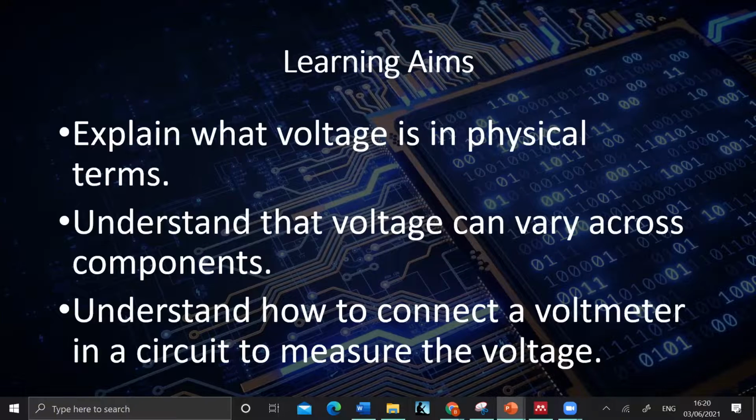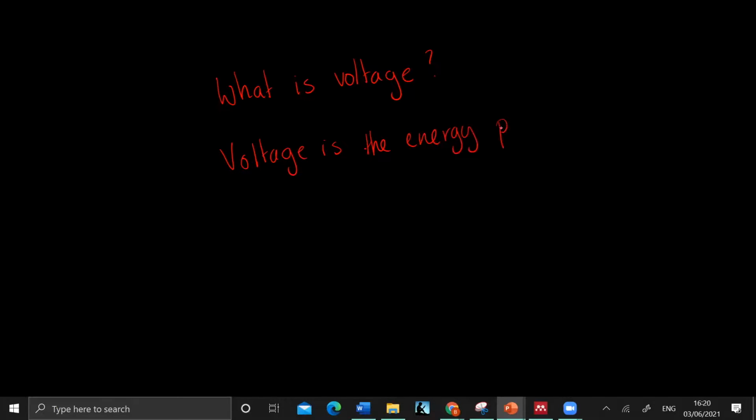What is voltage? That's the first question, isn't it? What is voltage? It's different to current and different to resistance. Voltage is the energy per unit charge, and it can be thought of as being joules per coulomb.